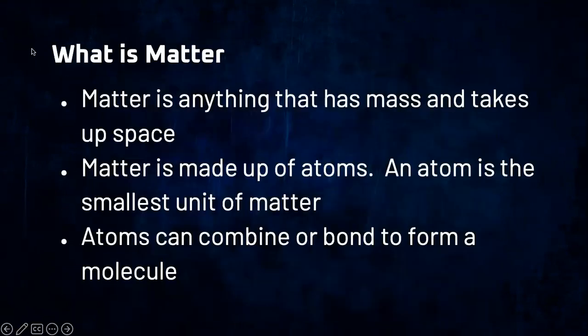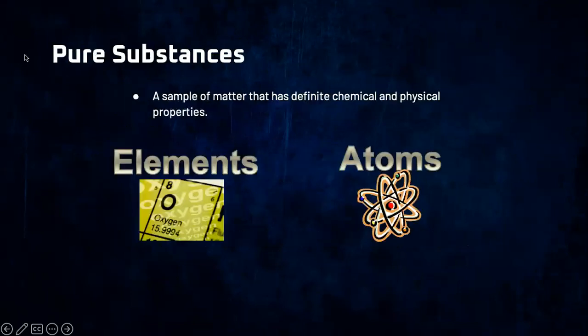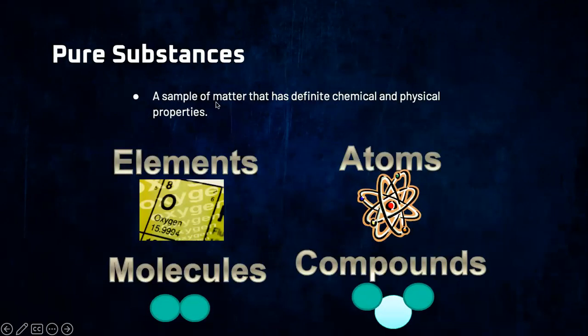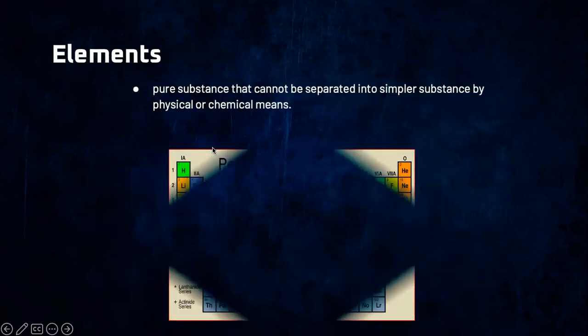All right. So as mentioned earlier in the last lesson, what is matter? Matter is anything that has mass and takes up space. Matter is made out of atoms, and atoms are the smallest unit of matter. Atoms can combine or bond to form a molecule. So you look at the slide now. Pure substance is a sample of matter that has a definite chemical and physical property, like element, and so on and so forth. All right.